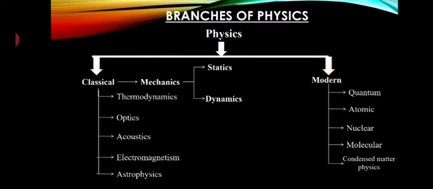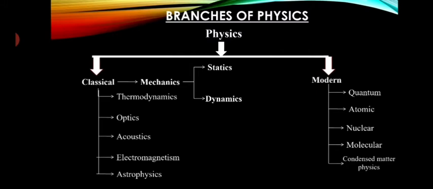So, starting with the chapter, let me first give you a brief idea about the branches of physics. Physics is mainly classified into two parts, that is classical and modern. Classical physics is further divided into thermodynamics, optics, acoustics, electromagnetism, astrophysics, and mechanics, which is further divided into statics and dynamics, whereas modern physics is divided into quantum physics, atomic physics, nuclear physics, molecular physics, and condensed matter physics.